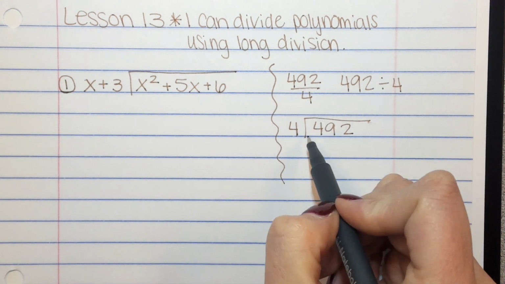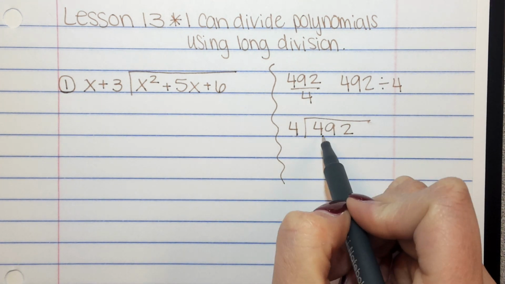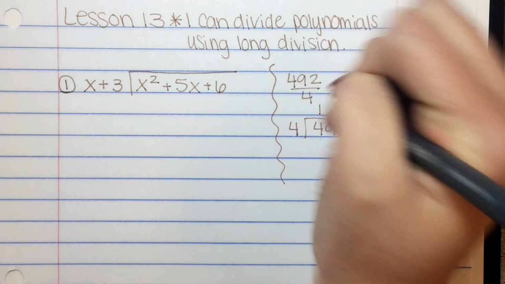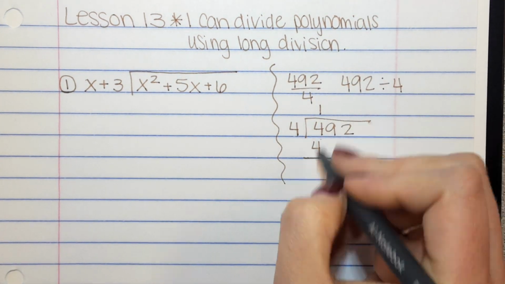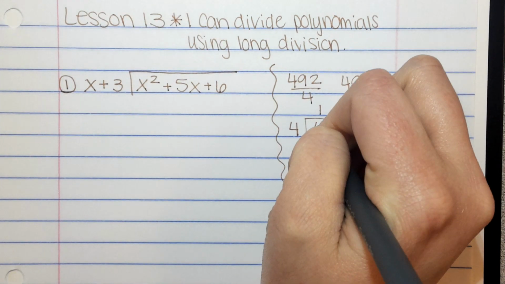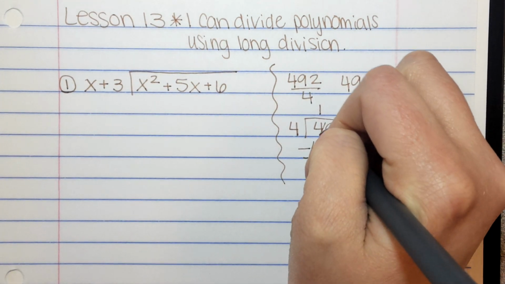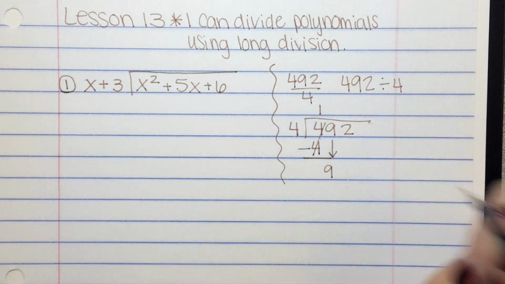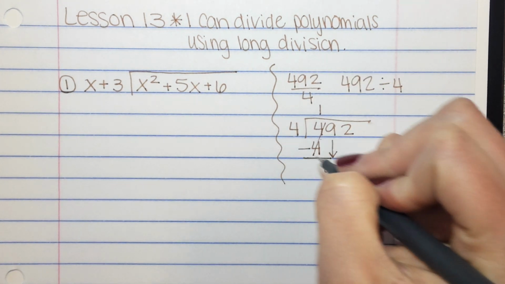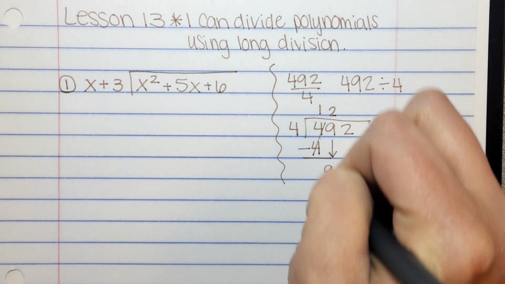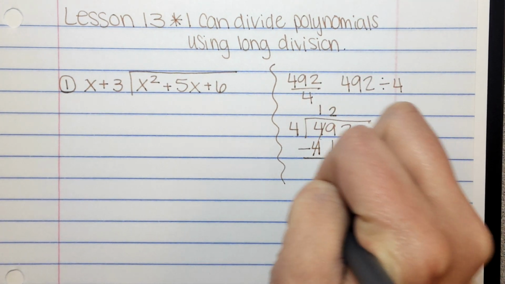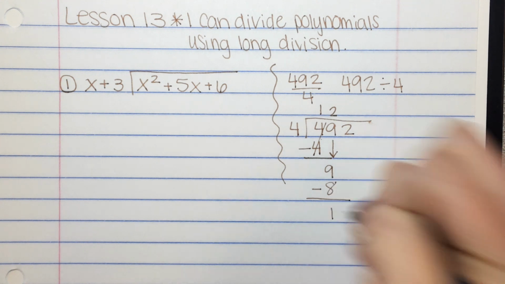And we need to see how many times does 4 go into 4? 1. So 1 times 4 is 4. Okay. Now, we subtract. So we change this sign. Those cancel. We bring down the next number. How many times does 4 go into 9? 2. So 2 times 4 is 8. Change that sign. 9 minus 8 is 1.